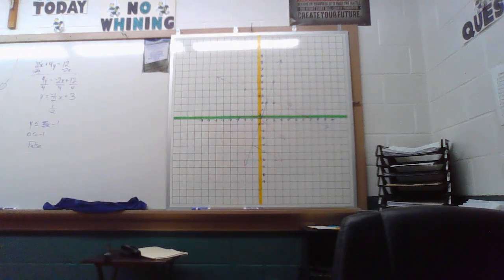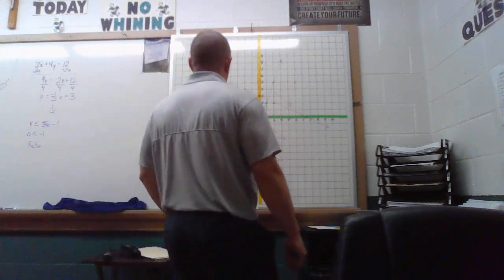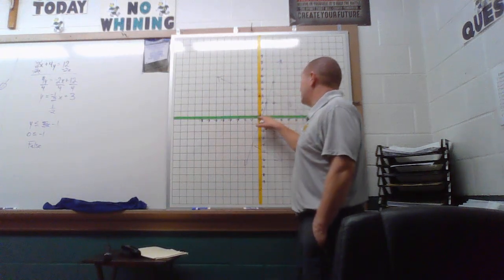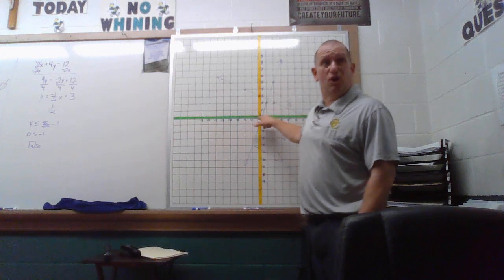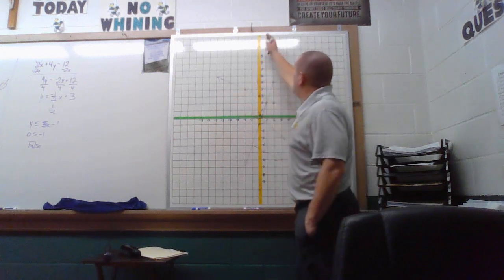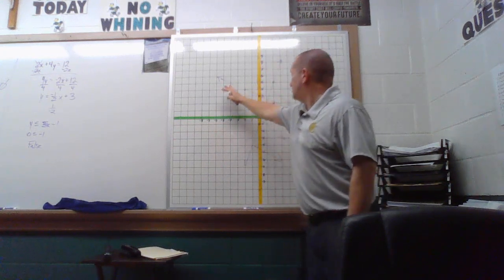If it was like the purple line, which one would it be? If I pick 0, 0, and it's false when I put it in there, then I'm going to go up here. If it's true, I'm going to go down here.